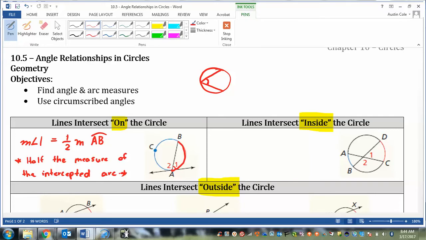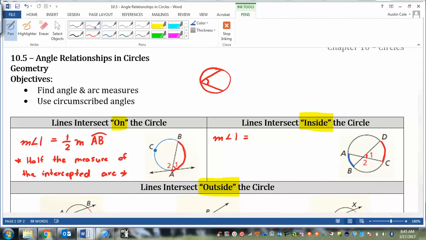Okay, so really guys, that's not new. The next two are a little new. The second scenario is when they intersect inside the circle. If I'm going to find the measure of angle 1, that is going to equal the average of these two arcs. Since angle 1 is right here, we're going to go across from those two, and it's going to be the average of this intercepted arc and that intercepted arc.